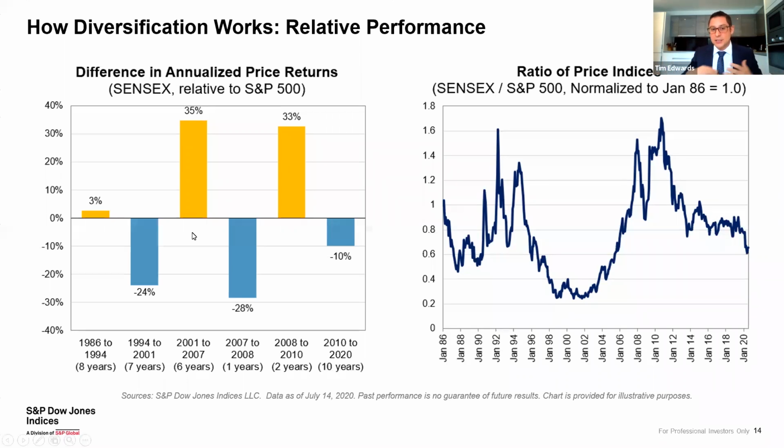On the left-hand side, just in terms of annual returns, so you can get a sense of scale, you're getting 6 to 7 year periods of double-digit, 20 to 30% outperformance from one versus the other. And that's really how diversification works.